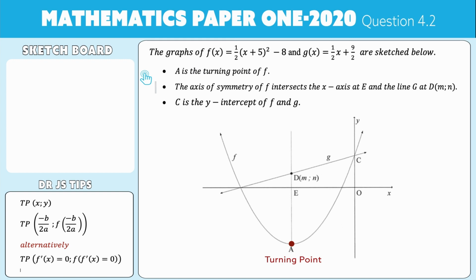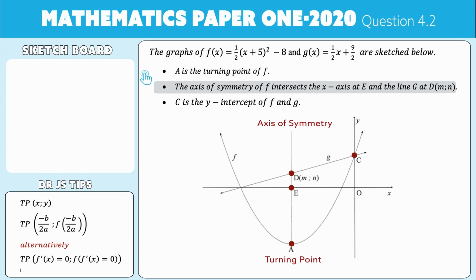Okay, then they also say the following. The axis of symmetry of f intersects the x-axis at E and the line g at the point D(m; n). Now let's go and have a look where that is. Here's the axis of symmetry. It is this line here. Now remember, how do we find that axis of symmetry? Well, that's the line on which the turning point lies.